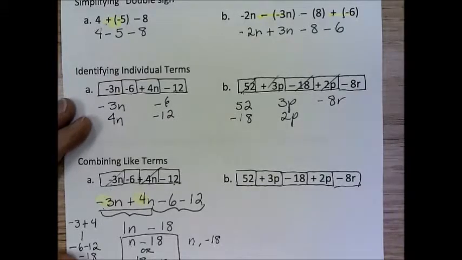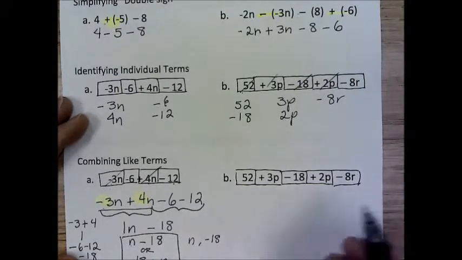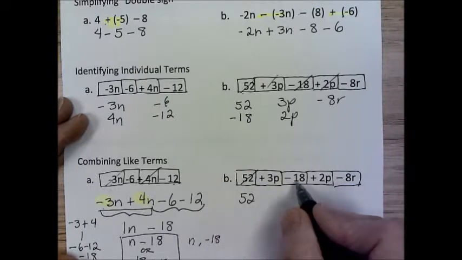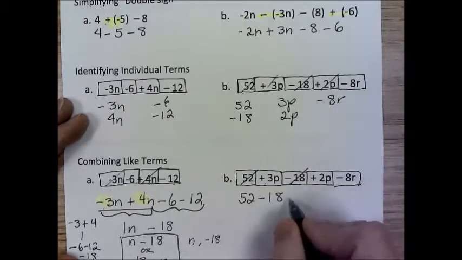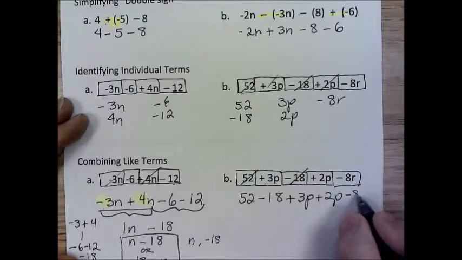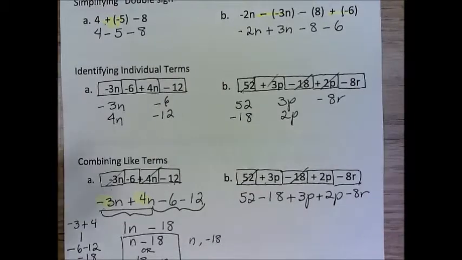So we have 5 terms here. So let's go ahead and rewrite them. I have a 52. Now my negative 18. Now I have some p's, plus 3p plus 2p, and last minus 8r. Let's go ahead and combine.